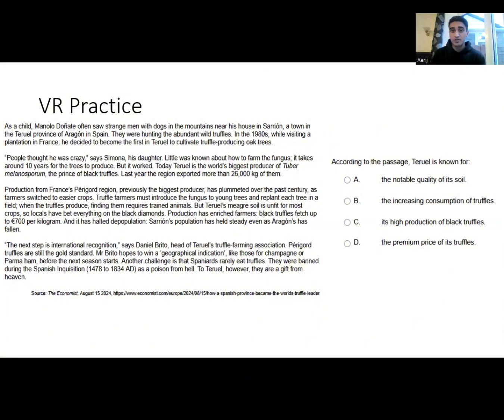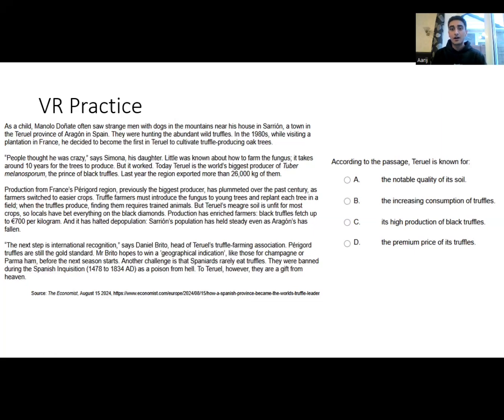If we're looking at the other options, the reason it's not A is, so the option for A was that Trull is known for the notable quality of its soils. But if we have a look in paragraph 3, it says that the Trull's meager soil is unfit for most crops. So this basically means that it's not a good notable quality of soil. That's why A is incorrect.